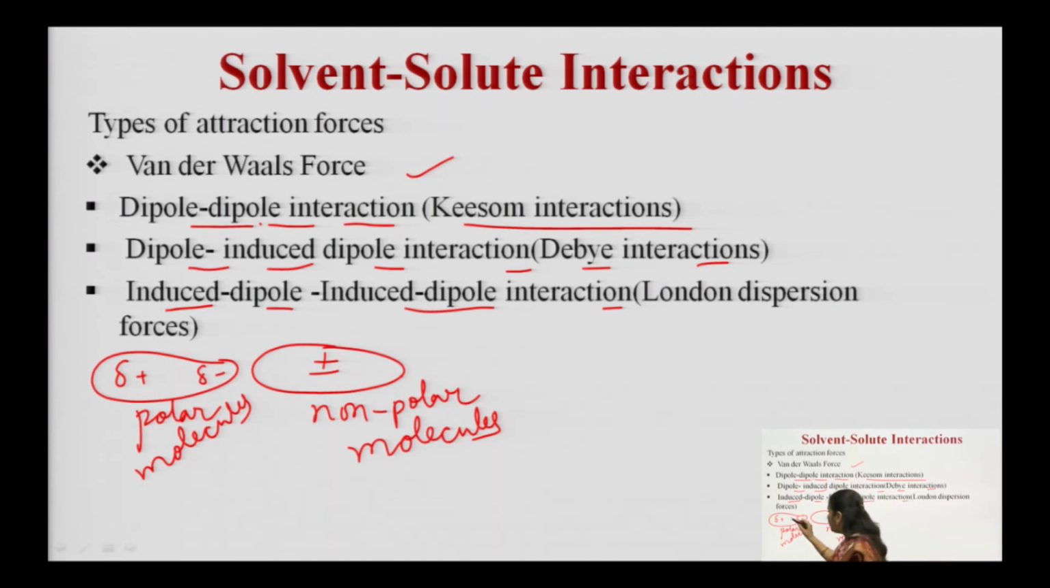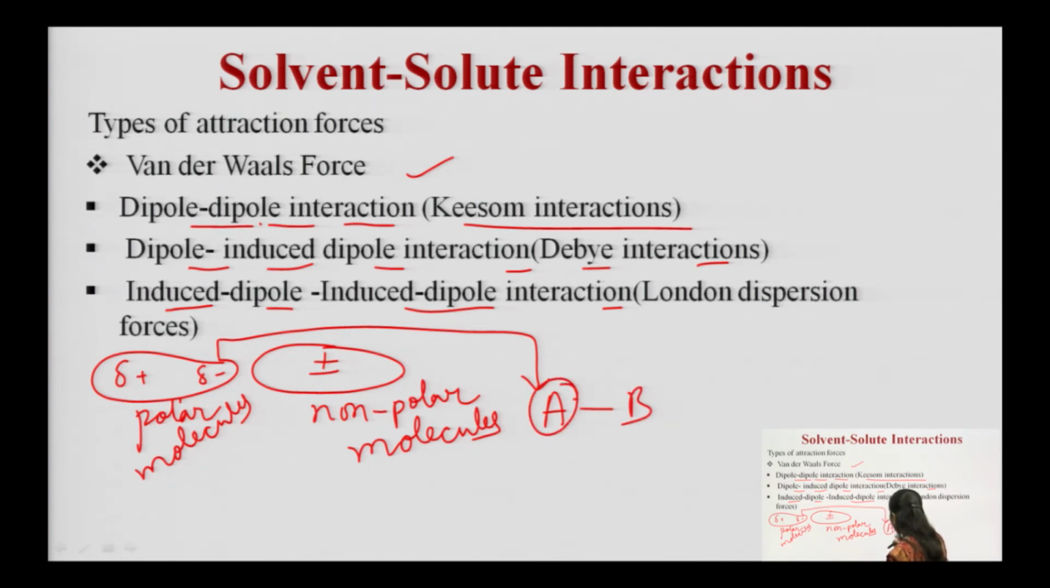Now, why are some molecules polar and some non-polar? This is due to the structure of the molecule, due to the atoms present in the molecule. Suppose a molecule is made up of A and B. If there exists an electronegativity difference between these two atoms, that means B is more electronegative compared to A, then the more electronegative atom will attract the covalent bond electrons, or the electron cloud, towards itself.